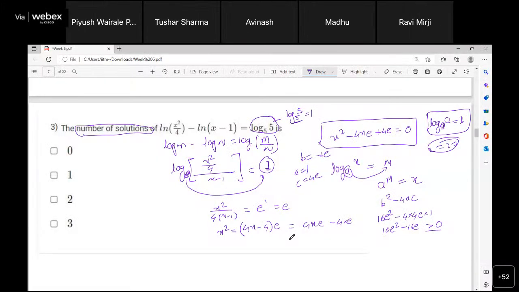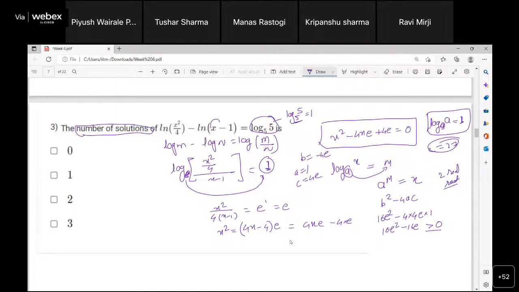Okay. Tell me. D is greater than 0, so we can say that there are two roots. So there are two roots, right? So the number of real coefficients should be 2. So D greater than 0 means it has two real roots, right?